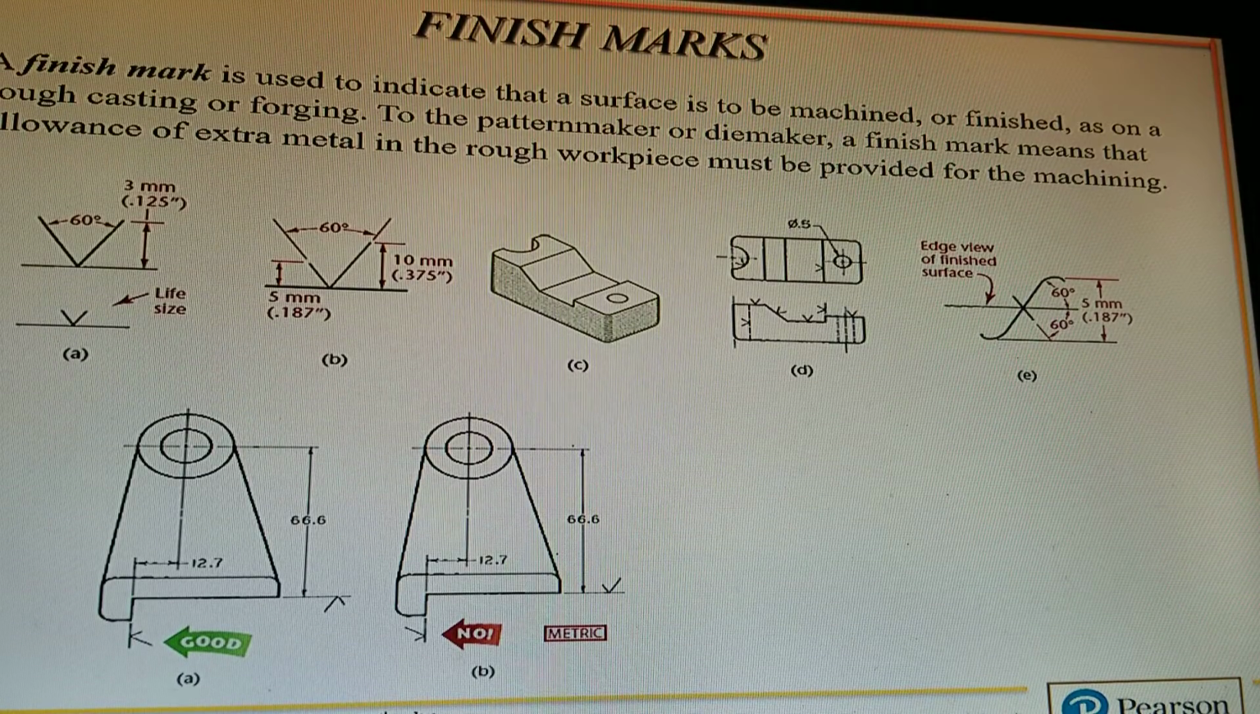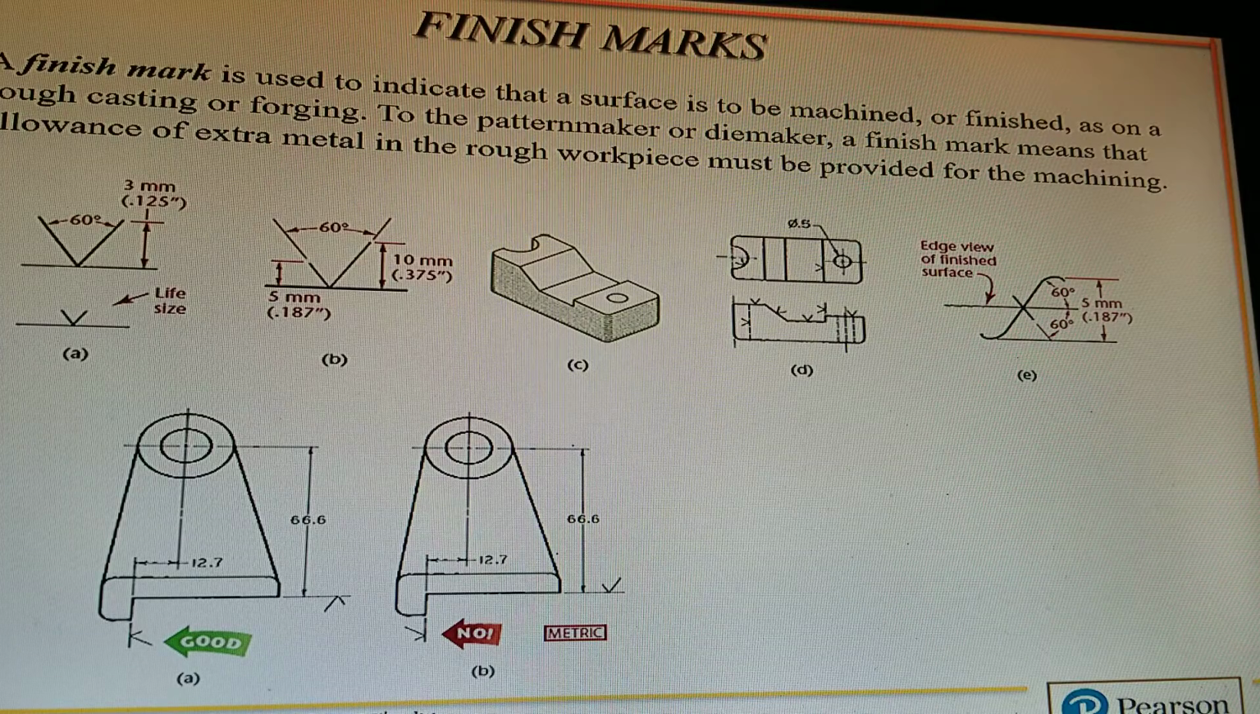Finish marks. A finish mark is used to indicate that a surface is to be machined or finished, as on a rough casting or forging. To the pattern maker or die maker, a finish mark means that an allowance of extra material or metal in the rough workpiece must be provided for the machining.